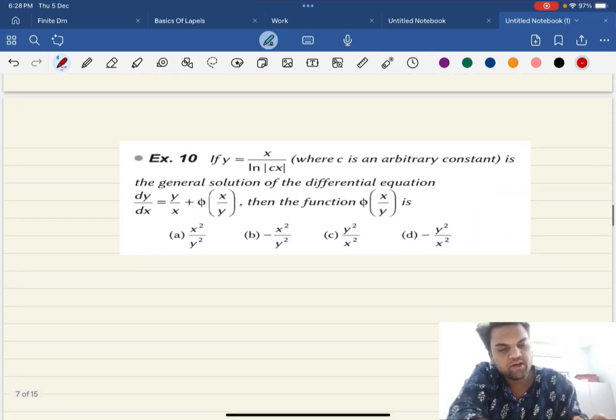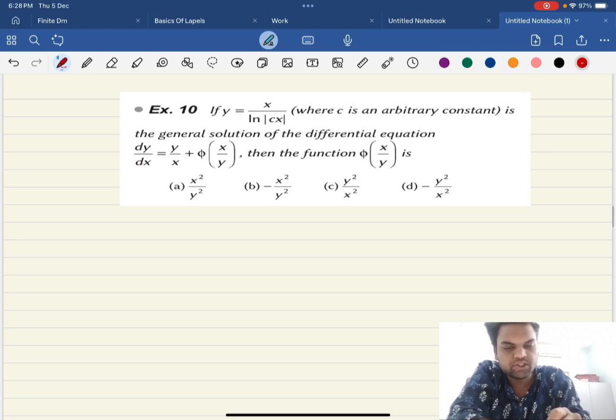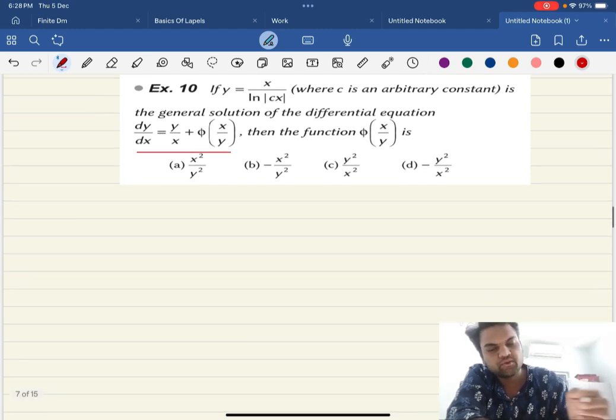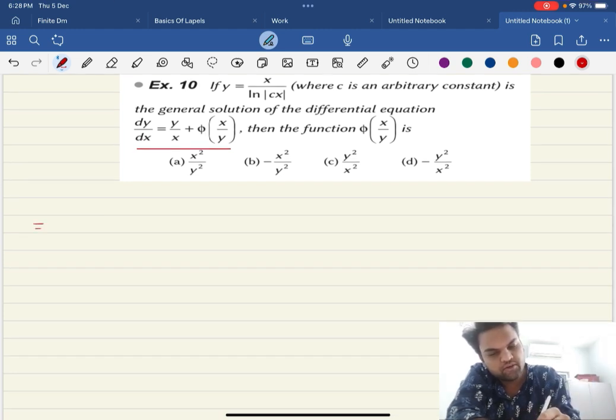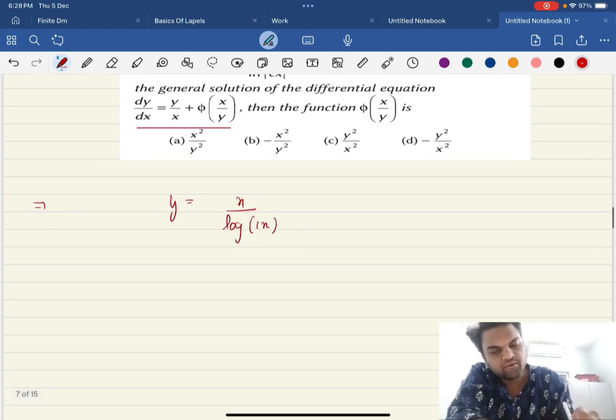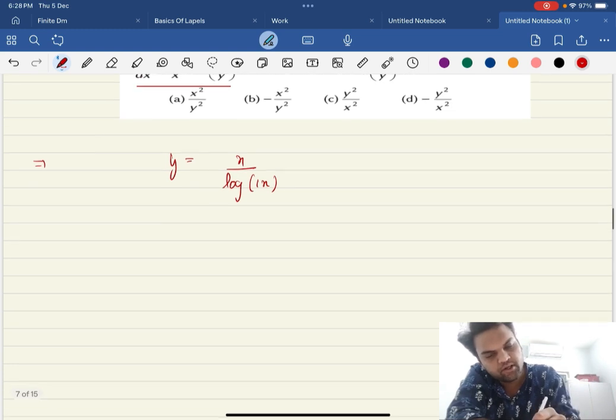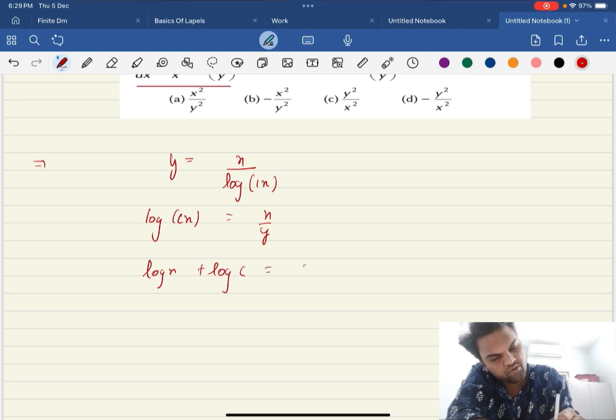So if we move on, now we have a question together. y equals this is the equation whose differential equation is this. Then we have to find what is phi of x over y. So let we have y equals x over log cx. Now we differentiate this equation, like take log here. I can write it as log x plus log c equals x by y.